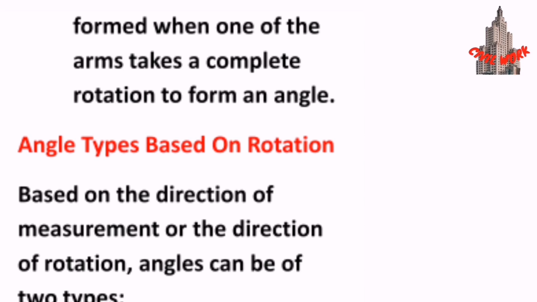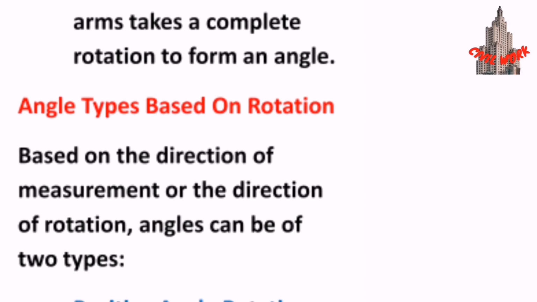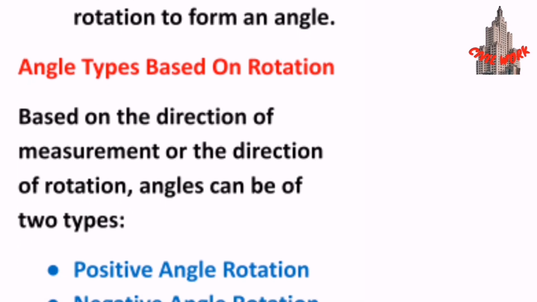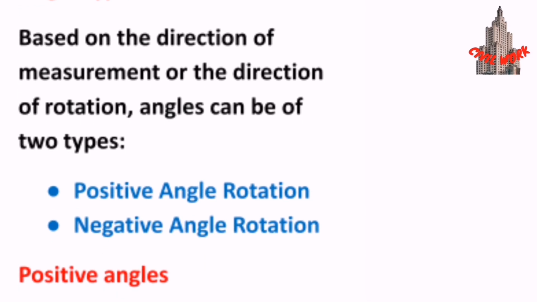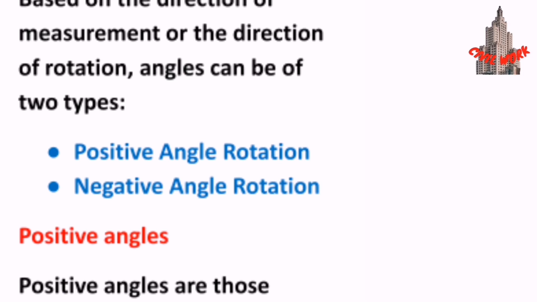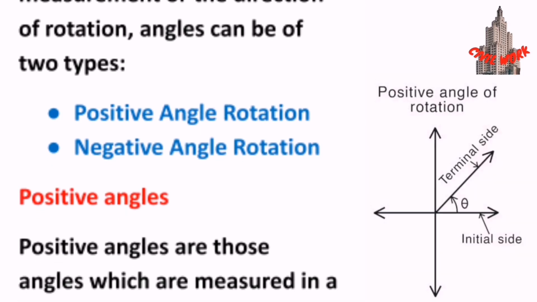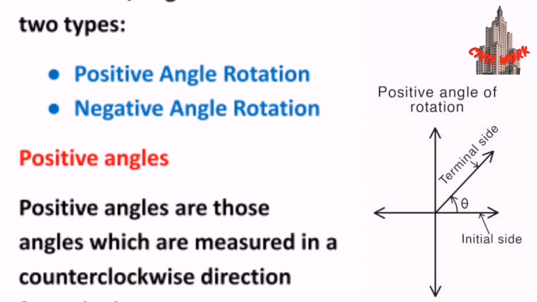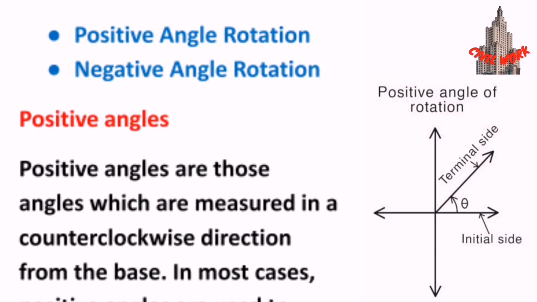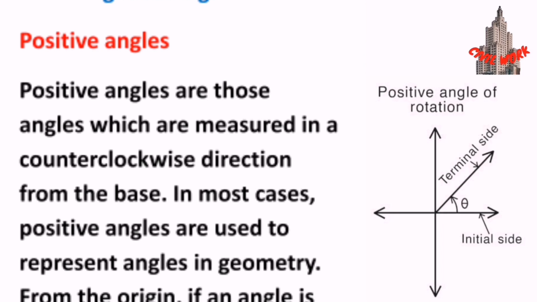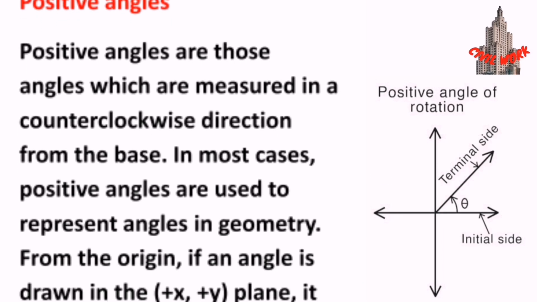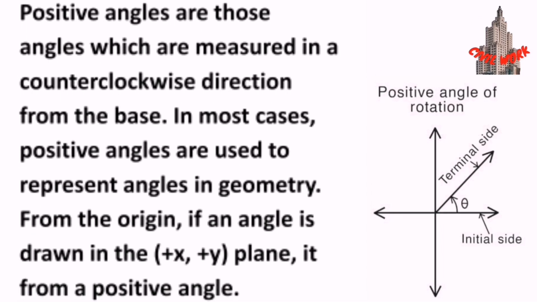Angle types based on rotation. Based on the direction of measurement or the direction of rotation, angles can be of two types: positive angle rotation and negative angle rotation. Positive angles are those angles which are measured in a counterclockwise direction from the base. In most cases, positive angles are used to represent angles in geometry.